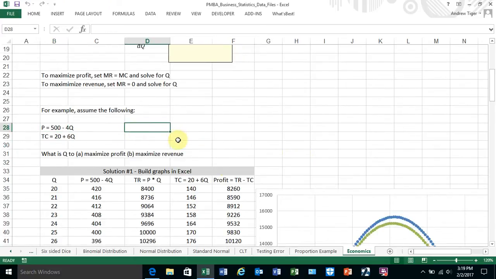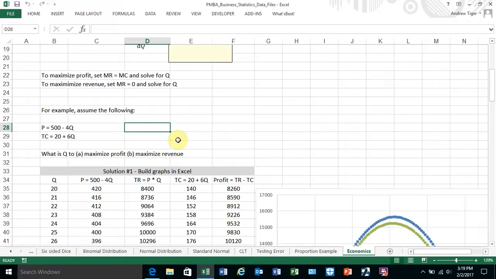So we'll start, and let's say the price that we can sell something for is 500 minus 4Q. If you look at how that would work, when you don't make very many things, if Q is really small and there's a limited number of Qs, then you can charge a lot for that. But when the quantity is high, your price drops down.